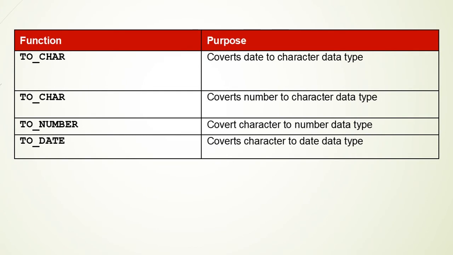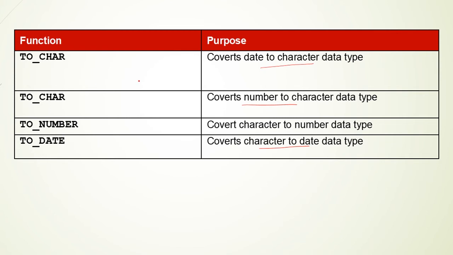The first function is the TO_CHAR function. The TO_CHAR function can be used to convert date to character data type, or it can also be used to convert number to character data type. The second function, the TO_NUMBER function, can be used to convert character to number data type, and the last function, the TO_DATE function, can be used to convert character to date data type.